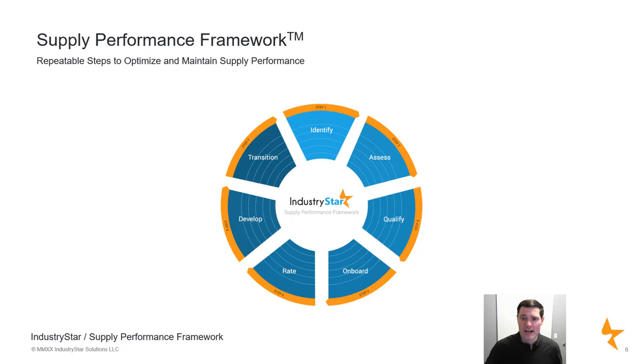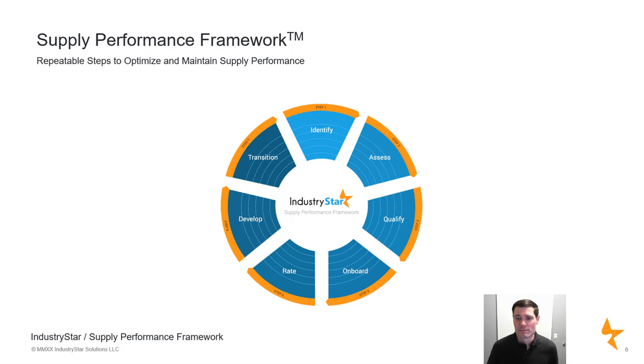Step 5, rate suppliers based on your desired business outcomes. Make sure what you track makes material impact towards advancing your company's strategy. Step 6, develop suppliers to foster new capabilities that will support future supply needs. The more you invest in developing your current supply base to support future needs, the less time you'll spend identifying new suppliers.